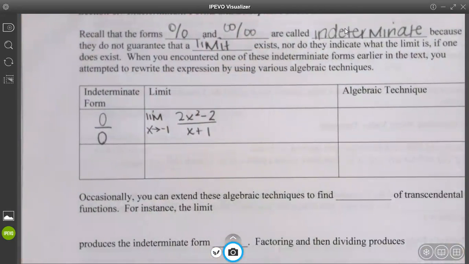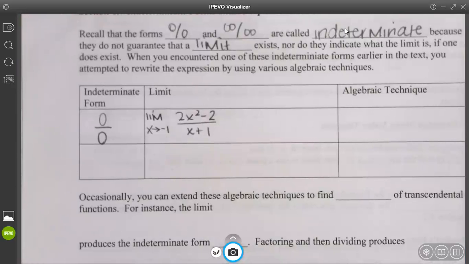When we do direct substitution, what do we get on the top? We're substituting -1. So what's -1 squared? +1 times 2 is 2, minus 2 is 0. On the bottom, if we substitute -1, we get 0. So there's your indeterminate 0 over 0. If it were a number like 4, we would just plug it in and get the limit. But when we get the indeterminate form 0 over 0, we had to do something.